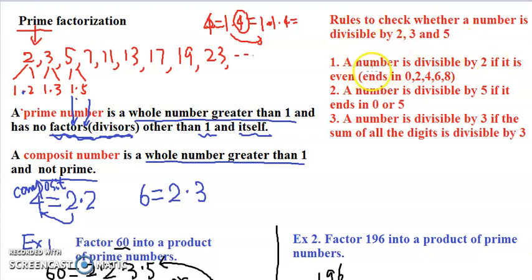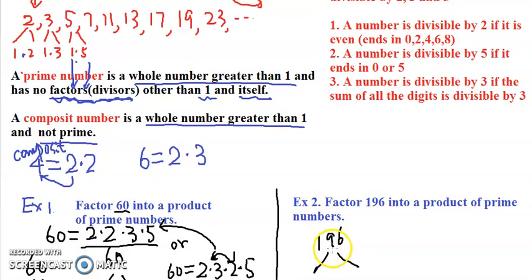So the first rule, say we have 196, does 2 go in there? So we usually start with the first prime number, 2. Say, does 2 go in there?